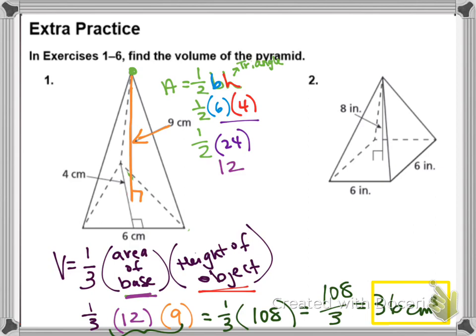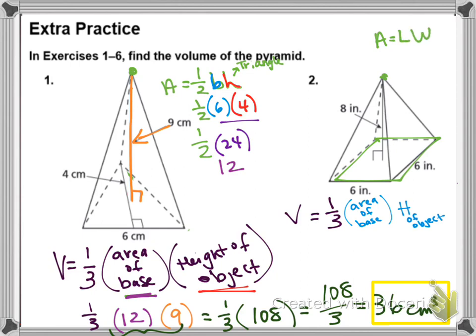Number 2, we're going to use the same formula. So 1/3 area of the base times the height of the object. So the base, again, is going to be across from this top point. So it's a square actually, but you can still use length times width, which would be 6 times 6, which is 36. I'm going to drop down my 1/3. 1/3 times the area of the base, which was 36. And then the height of the whole object, again, is from the very bottom to the very top, and it is 8.